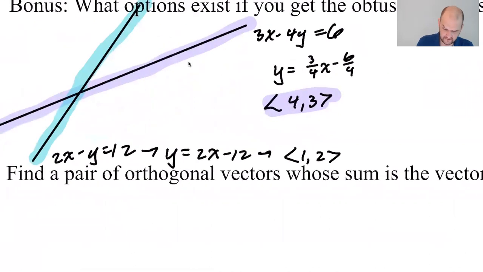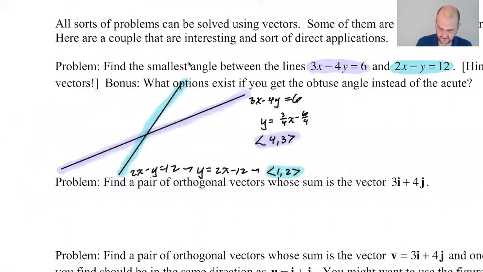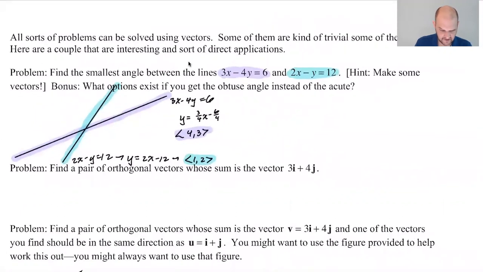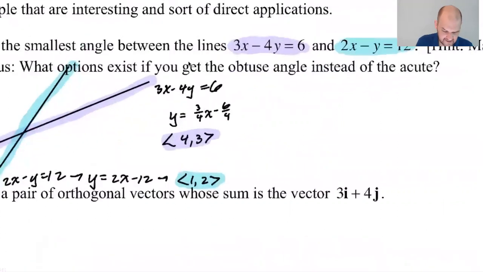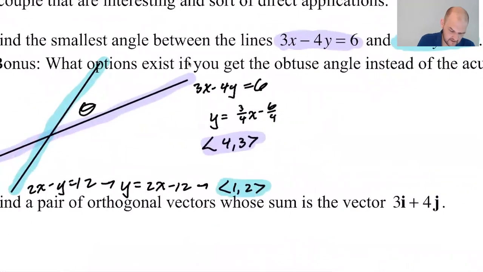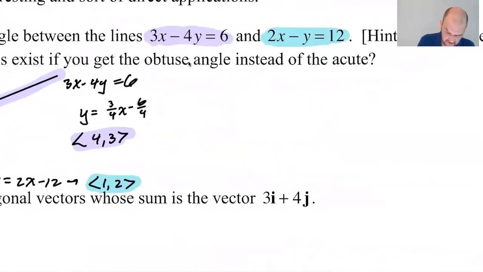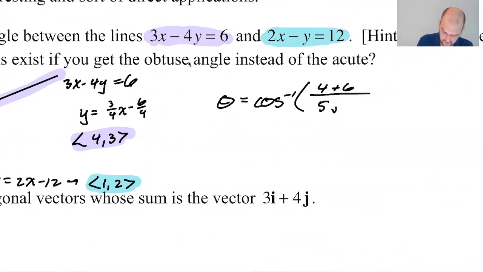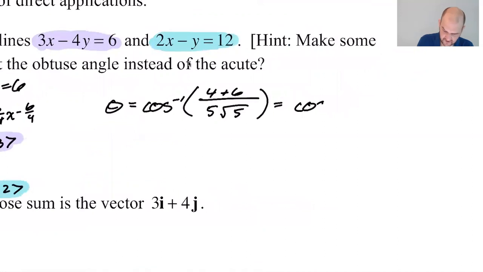All right, now, I haven't even begun to answer the question yet. What am I trying to do? Find the smallest angle between... okay, so the smallest angle is acute, which means I need the dot product to be positive. So I'm trying for this. Let's say that theta is going to be the inverse cosine of the dot product, so 4 plus 6 over the product of the magnitudes, 3/4. So that's going to be 5, and then the square root of 5. So this is definitely the smallest possible angle.